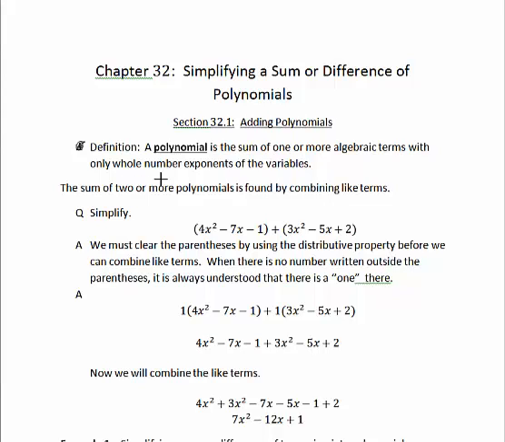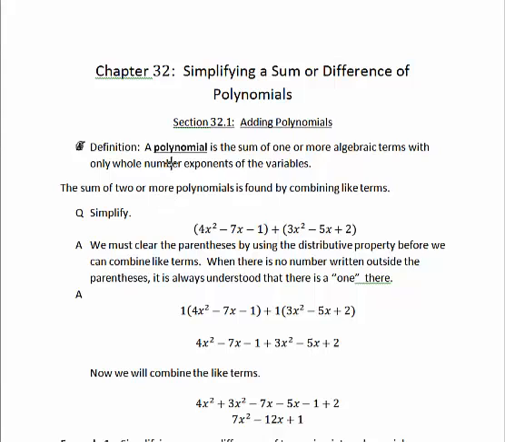So far, we've only dealt with variables that have an exponent of 1 or a non-variable number, a constant. We've combined numbers with like variables. In this chapter you'll see that you can have the same variable, but if the exponent is different, you cannot combine those terms. So we're not just looking at the variables anymore.